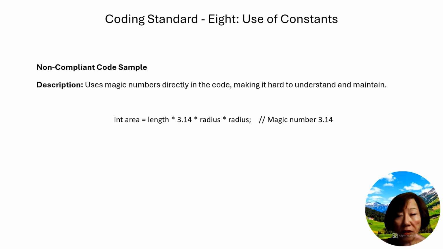People cannot make heads or tails out of a hard-coded number. What is it, right? And it makes it hard to understand and maintain. For example, here you are calculating an area: length times 3.14. We know that's pi, but not everybody knows it, and it's not a good way to do it. 3.14 times radius times radius.